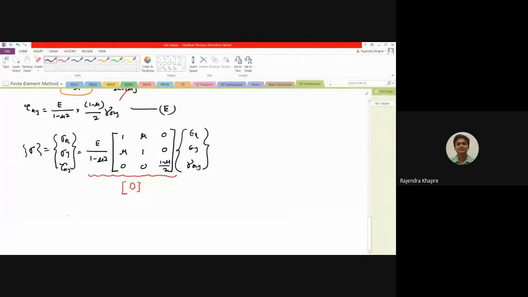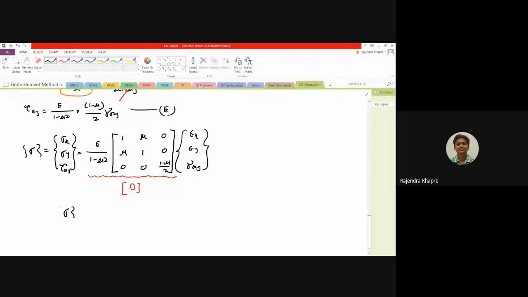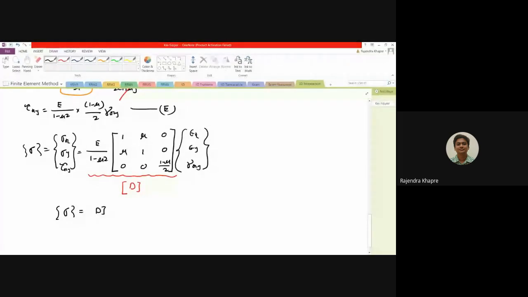Okay, so the same expression can now be written as sigma equals D into strain. So this matrix is nothing but your stress-strain matrix. Stress-strain matrix means what? On the left-hand side we have stress, on the right-hand side we have strain.